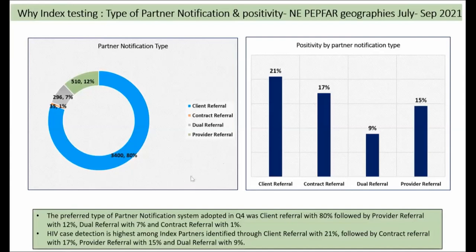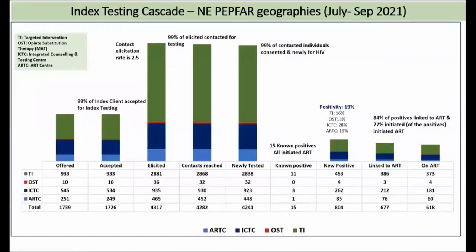So we need to focus on the partner notification strategies. Clients may need a different mode of contacting their partners, and we are getting good positive results from those strategies as well. This is how we monitor the program. It's a global way of monitoring index testing. If you maintain this sort of record at your facility level, at your SACs or district level, you will be able to understand where the infection is coming from, how we need to scale up our activities, and where we need more TIs, ICTCs or ART centers.